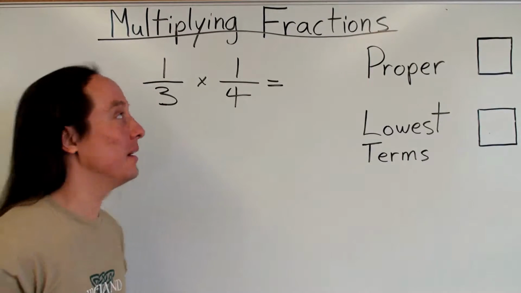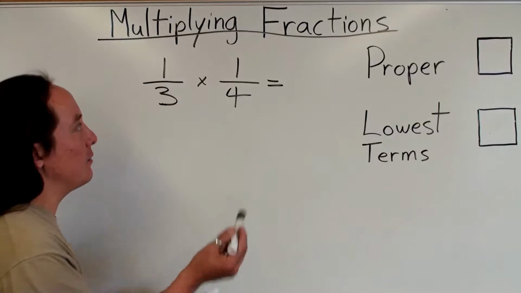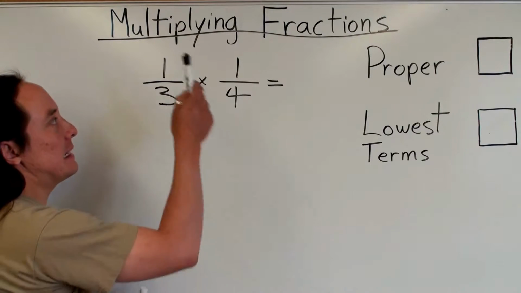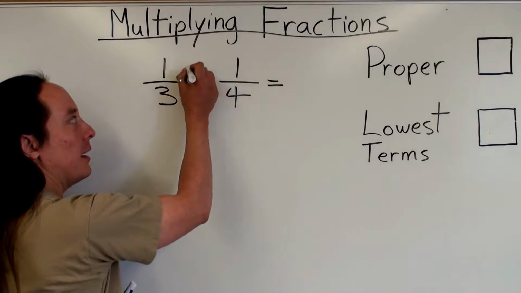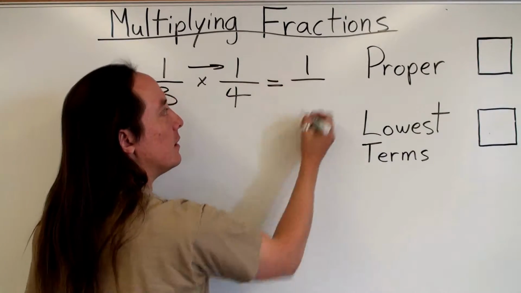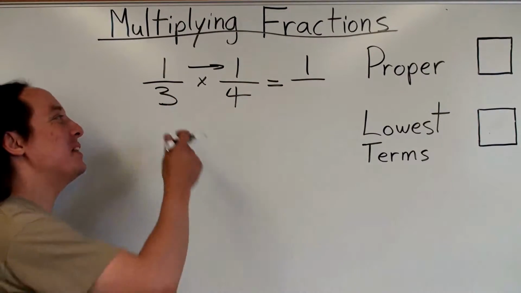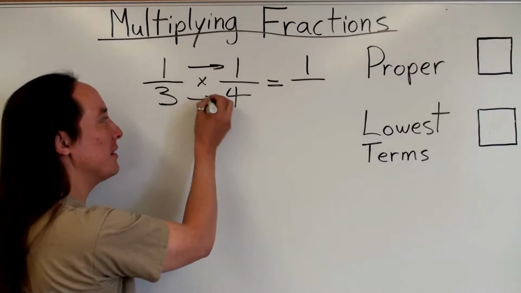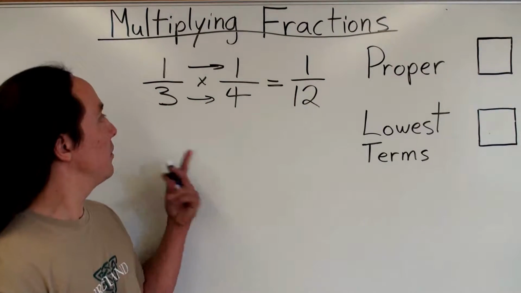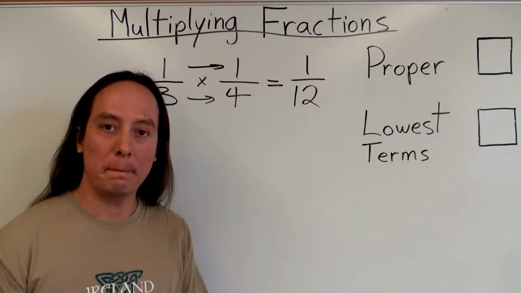So let's get started. So right here I have 1/3 times 1/4. All we have to do is multiply numerator times numerator, so 1 times 1. That gives us 1. And then 3 times 4, which is 12. And it's 1/12, so 1/3 times 1/4 is 1/12.